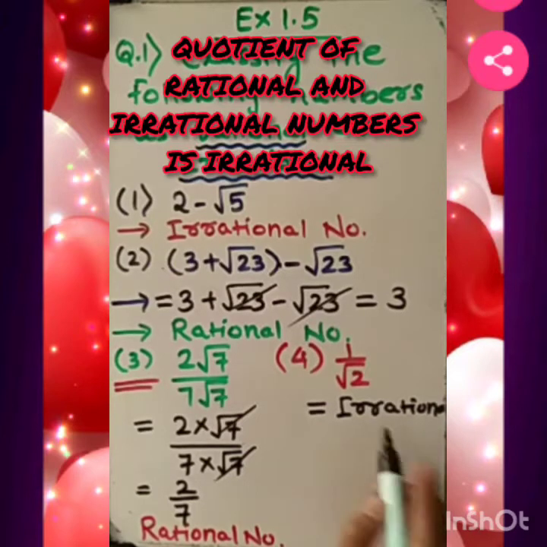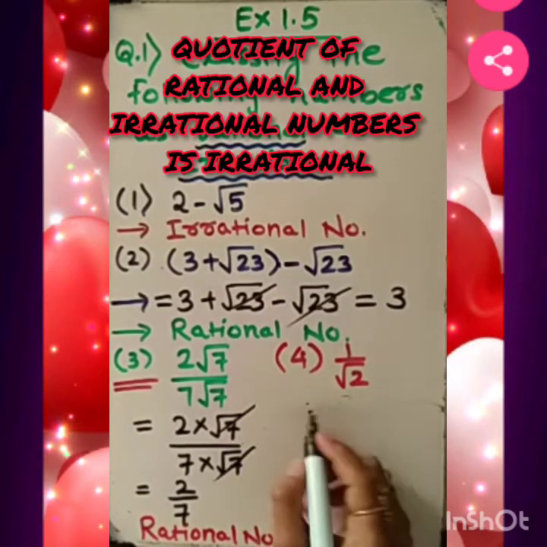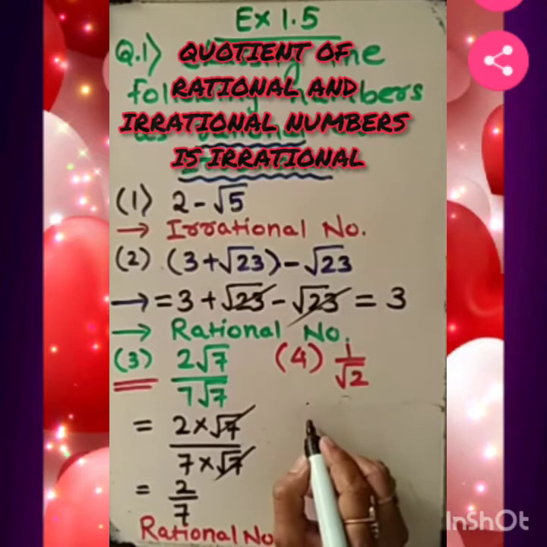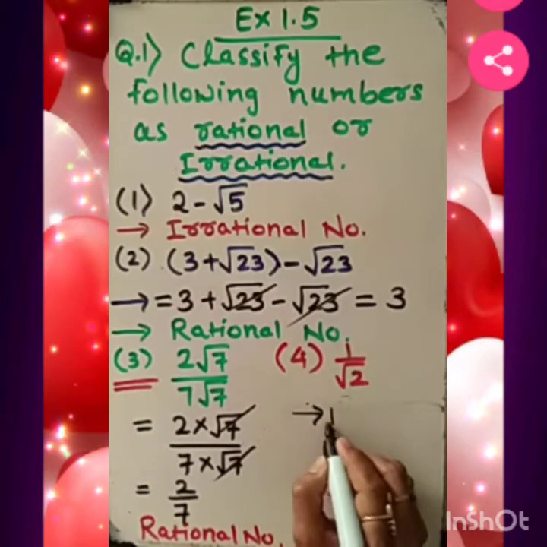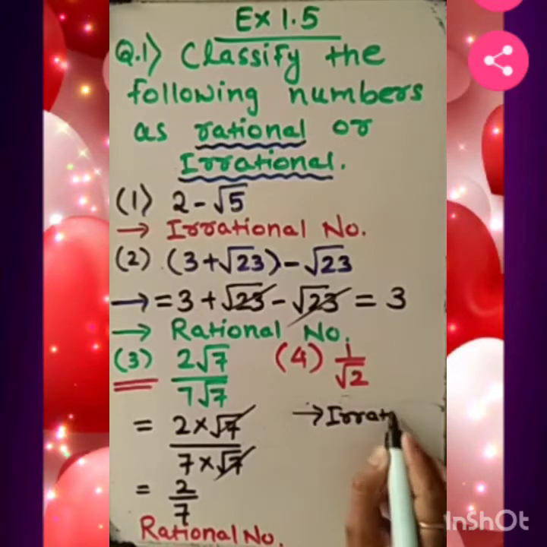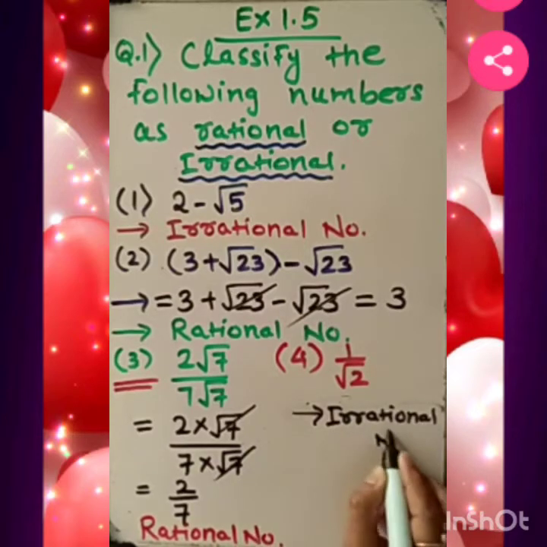Irrational number. Write it properly. So 1 upon root 2 is which type of number? It is an irrational number. There are some rules that we need to follow.